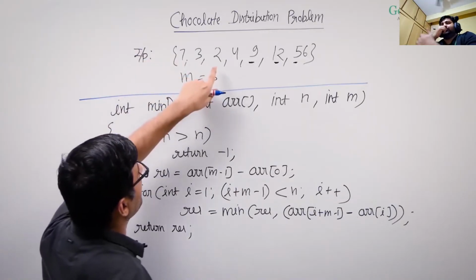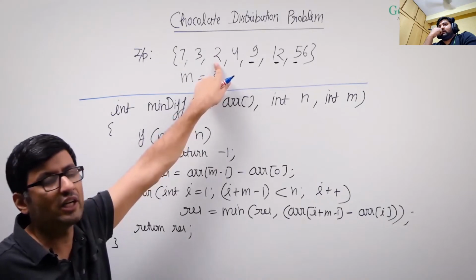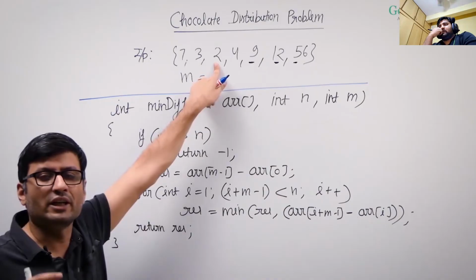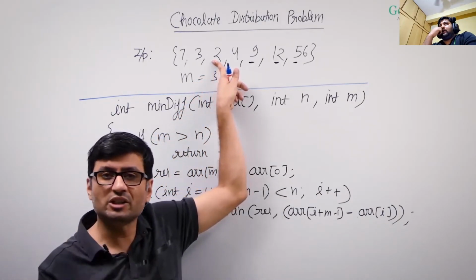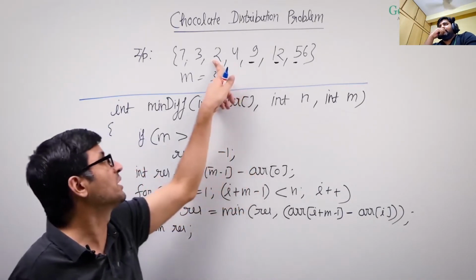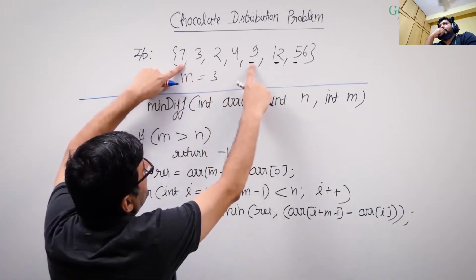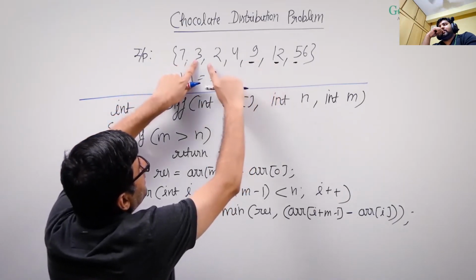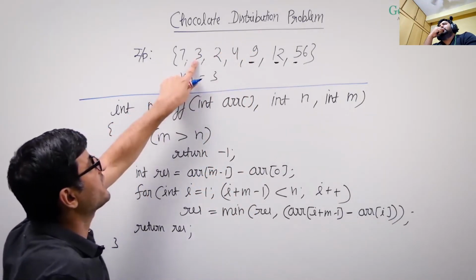I consider every element as the minimum of these m elements, right? And then I find the remaining m minus 1 elements for this element, and then I say what will be the set when this element is minimum? What is the minimum possible difference I can get with this being minimum, right? So if I consider 7, I can get 3 elements as 7, 9, 12, and I can get the minimum difference as 5. If I consider 3, I can get the minimum difference as 3, 7, 9, and I can get the difference as 6.